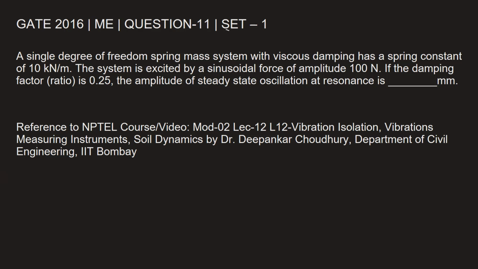I'll start by writing the given things. The spring constant K is given as 10 kN per meter. Amplitude of force is given as 100 Newton. It is sinusoidal in nature, so we can write the force F is 100 Newton, its amplitude, into sine omega t, where omega is the frequency of the force and t is time.